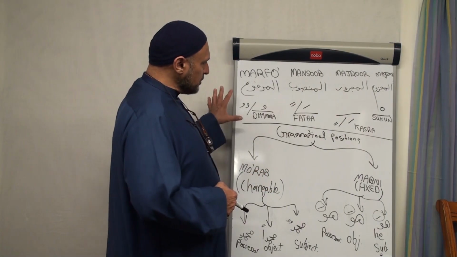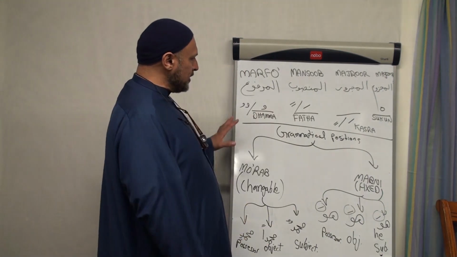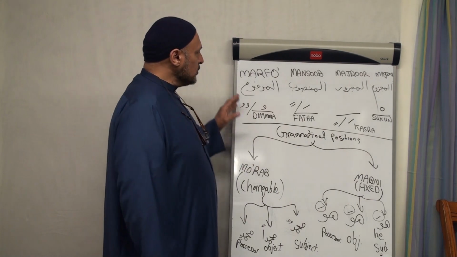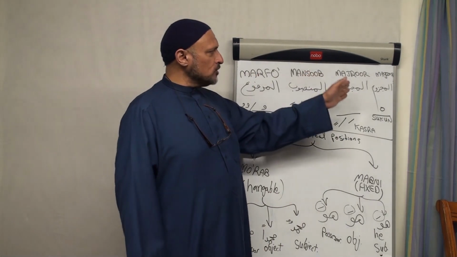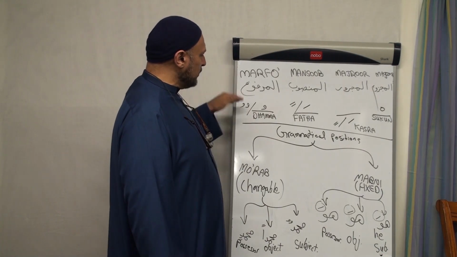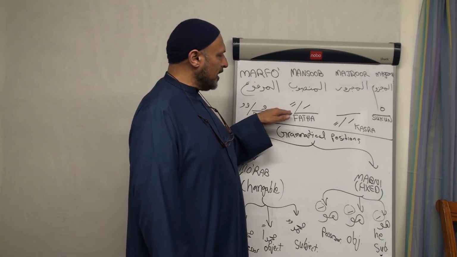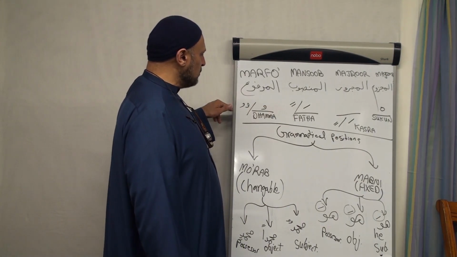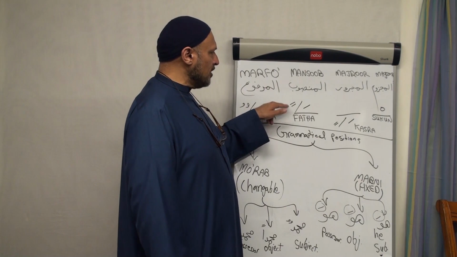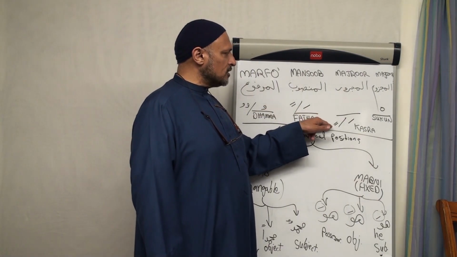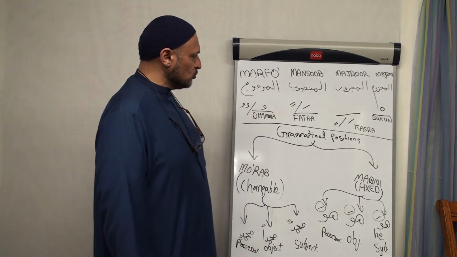So this is something which I'm going to quickly go through, and inshallah we are going to continue in our next session. So we have marfu', mansub, majroor, majzoom. A word is either marfu' with a dhamma or double dhamma, mansub with a fatha or double fatha, majroor with a kasra or double kasra, and majzoom with the sukoon.